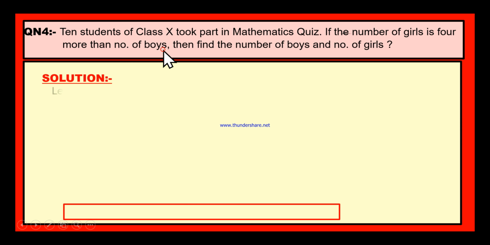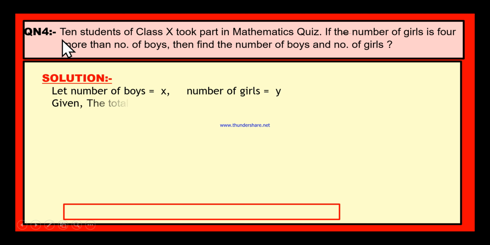Now, in order to find this, let us assume that the number of boys is equal to x and the number of girls is equal to y. Clear? We have to find the number of boys and the number of girls. Therefore, let us assume the number of boys is x and the number of girls is y. It is given in the first condition that the total number of students who took part in the quiz is equal to 10 students.